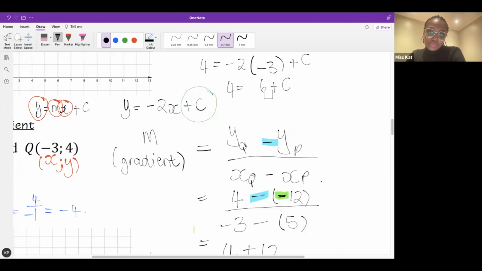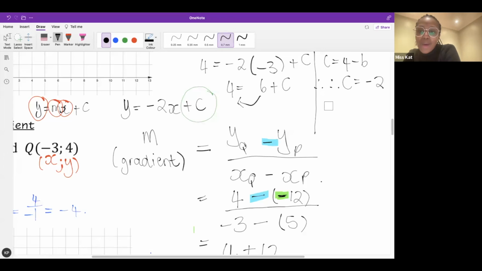So what are we going to do to the 6? Ma'am, I think it's going to jump the equals. Yes, it is. And what happens when it goes to the other side? It becomes a negative. So we're going to have 4 minus 6. Therefore, c is how much, Oratile? -2. -2.